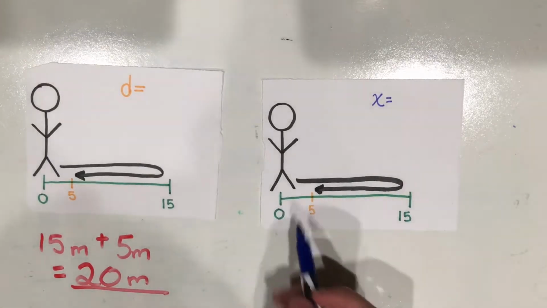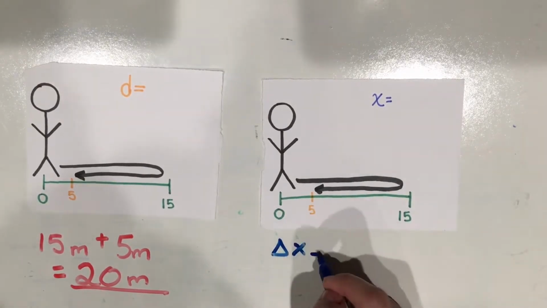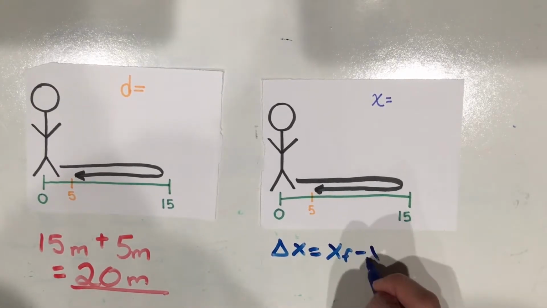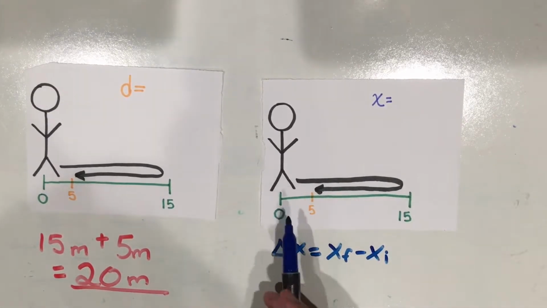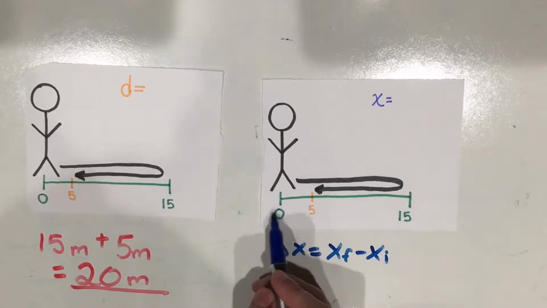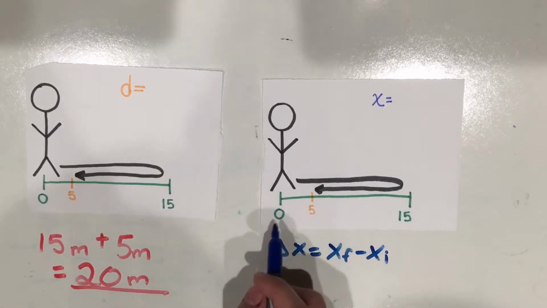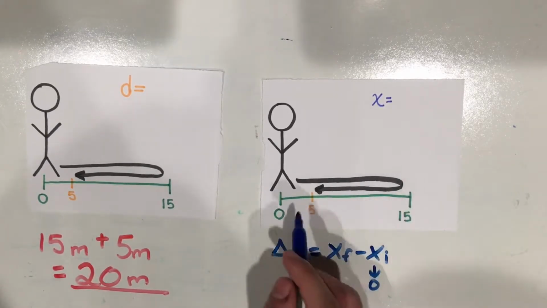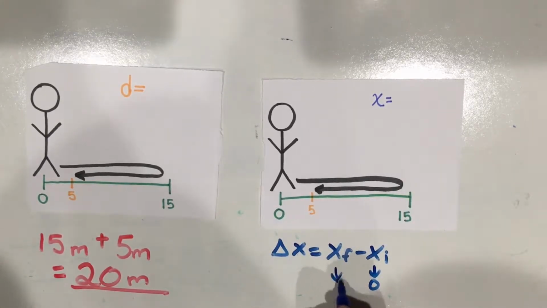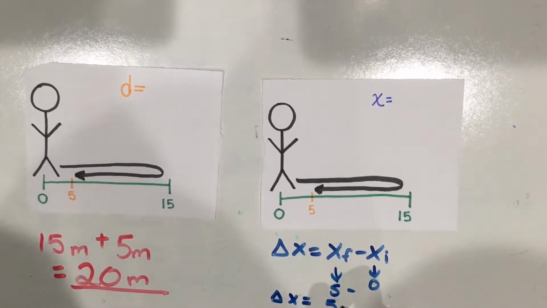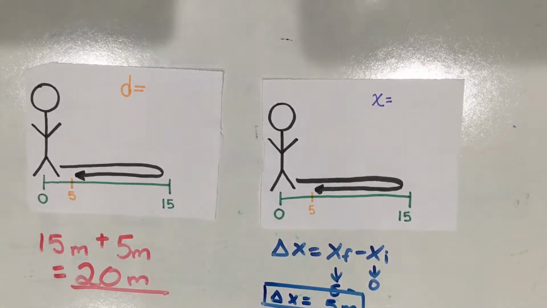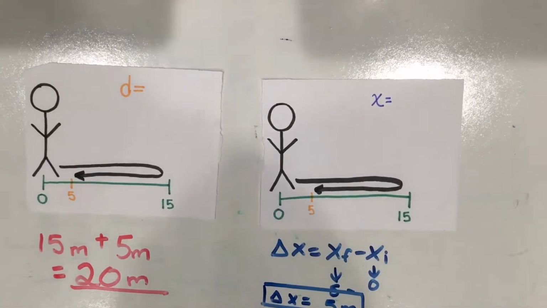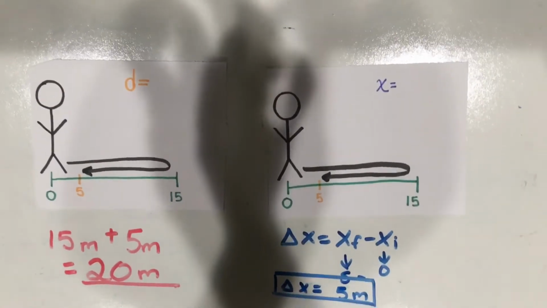Now, the difference is that his displacement would not be 20. It'd rather be, so you're going with the equation, change of x is equal to x final minus x initial. So Bob started off at an initial displacement of 0, so that would be the initial. And then his final displacement was 5. So Bob's displacement is simply 5 meters. So you can see the difference now between displacement and distance.